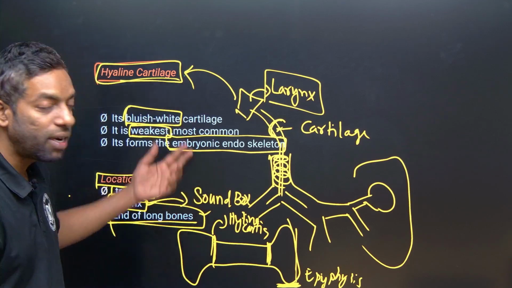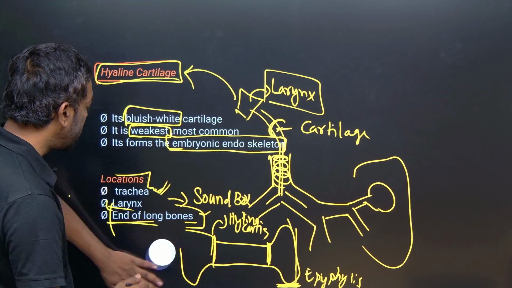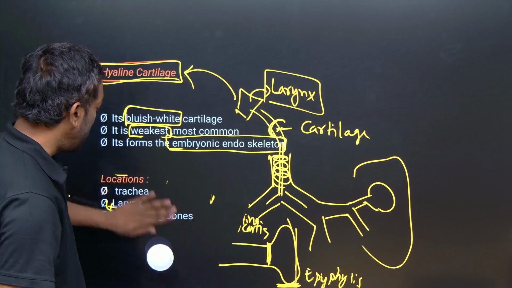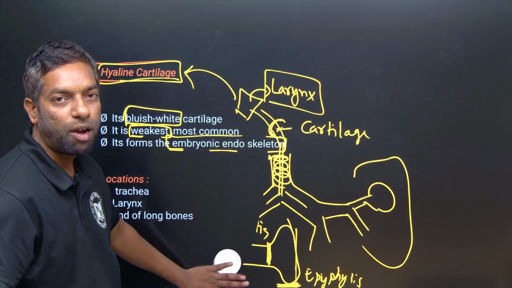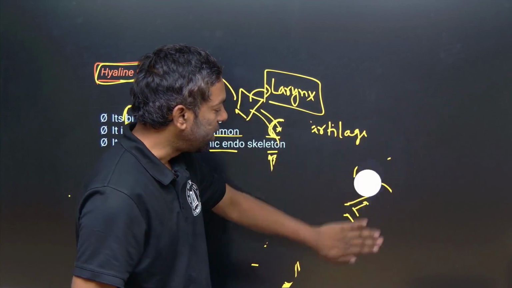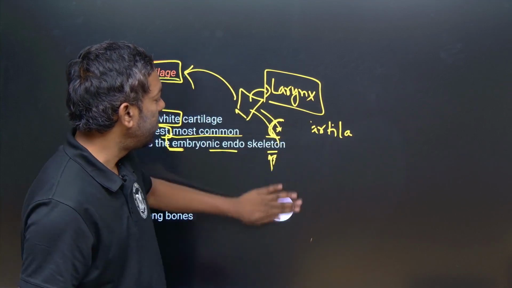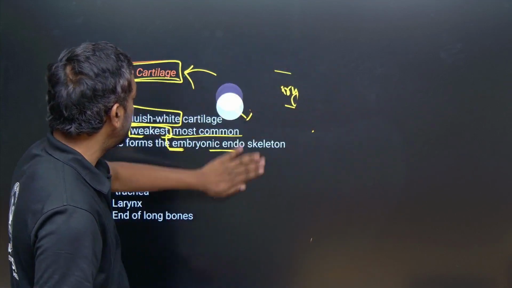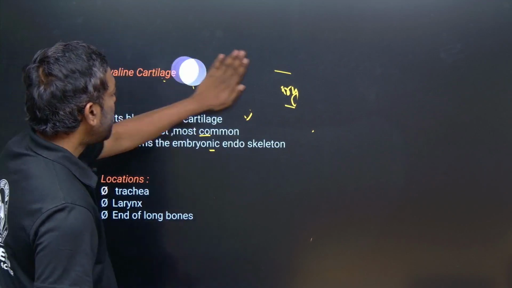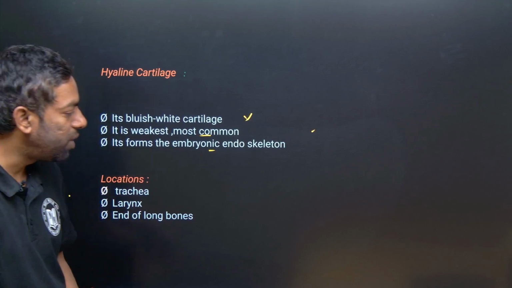Okay, abundant cartilage. The locations are the trachea and larynx, and the ends of the long bones. These are the locations of hyaline cartilage. It is the weakest, it is developed at the embryonic level and it is the most common. Location is trachea, larynx and the ends of the bone.